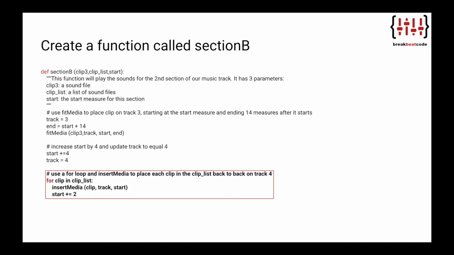We'll use a for loop and insert media to place each clip in the clip list back to back on track 4, like this. For clip in clip list, followed by a colon, and then indented 4 spaces, insert media, in parentheses, clip, track, start, and then start plus equals 2.